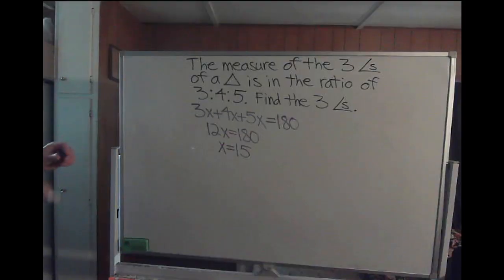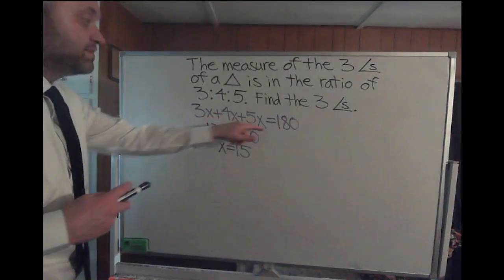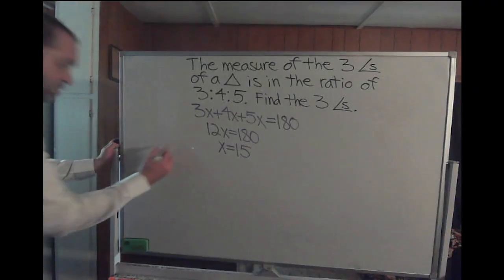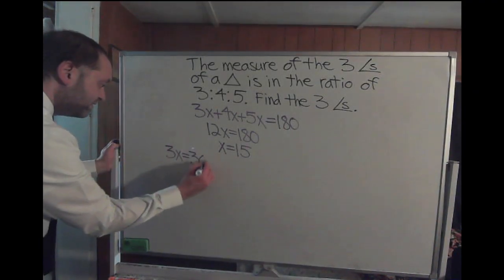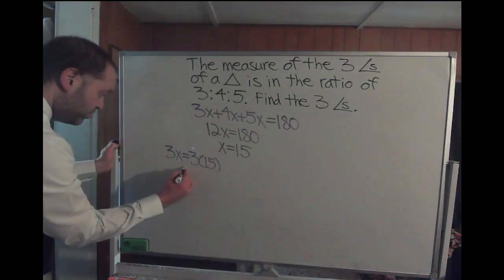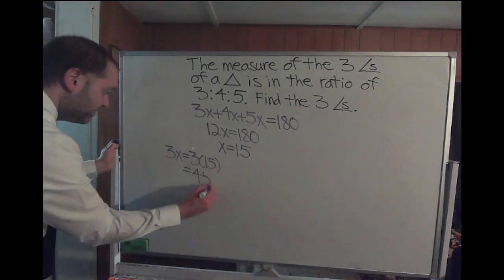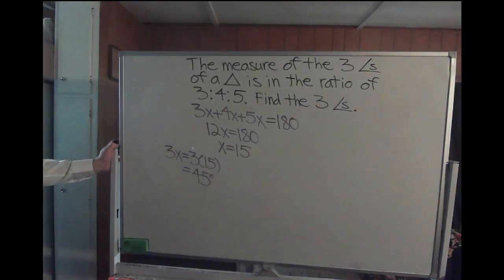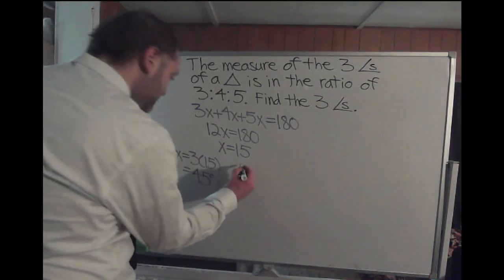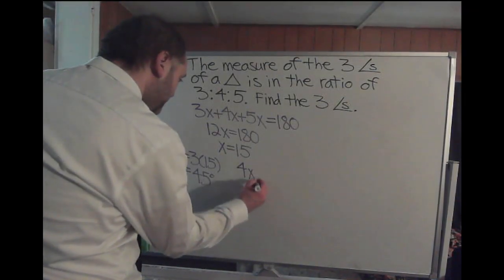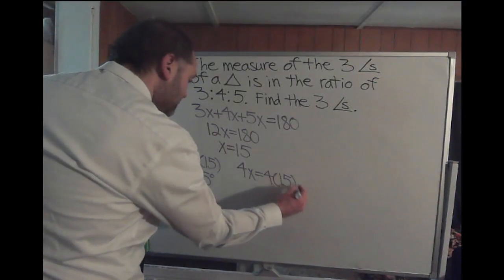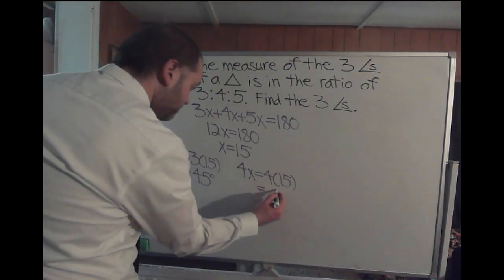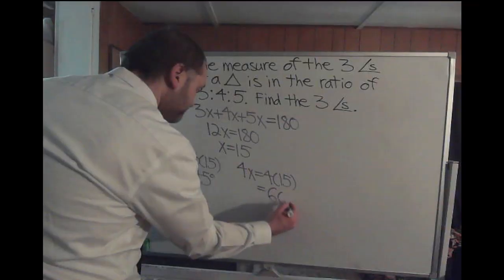Well, that's great that we got 15, but really your three angles are 3x, 4x, and 5x. So you'll take 3x, which would be equal to 3 times 15, which would then be equal to 45 degrees. So your first angle is 45 degrees. Take your next one, which would be 4x, which would equal 4 times 15, which we know would equal 60 degrees.